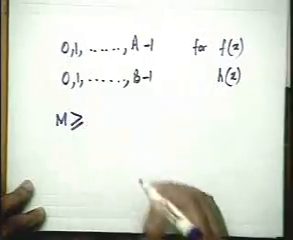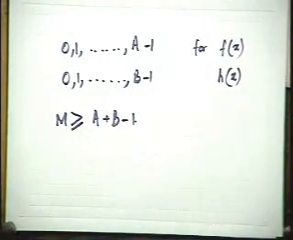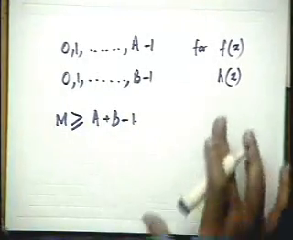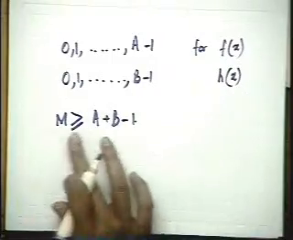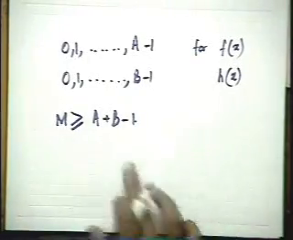So that there is no overlap in the period of f of x and h of x, we are going to choose capital M much higher than A and B. If we choose M to be a quantity which is greater than or equal to A plus B minus 1, as the number of samples for both f and h, then both f of x as well as h of x will be periodic with period equal to capital M. But the question is, we are having capital A number of samples for f of x and capital B number of samples for h of x, and capital A and capital B are less than capital M.